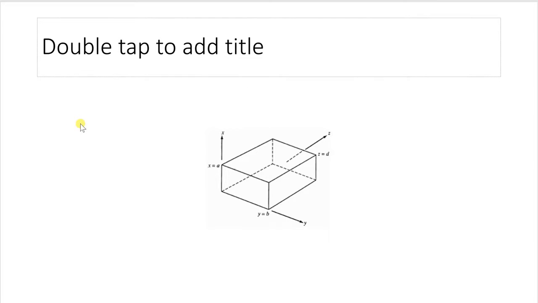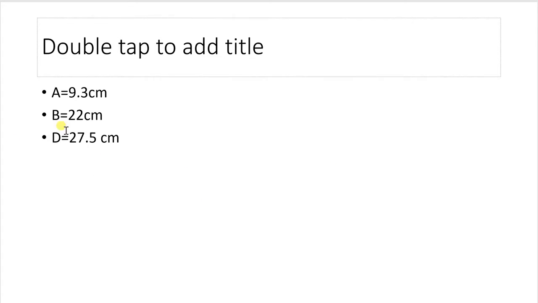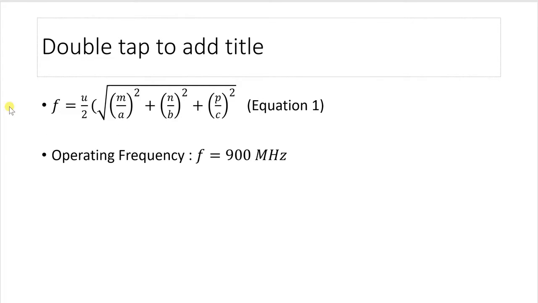My cavity resonator is in a rectangular shape which has A, B and D lengths. I chose my A as 9.3 centimeters, B as 22 centimeters, and D as 27.5 centimeters. I chose my operating frequency as 900 megahertz. For that reason, I will calculate my cutoff frequency with equation 1.